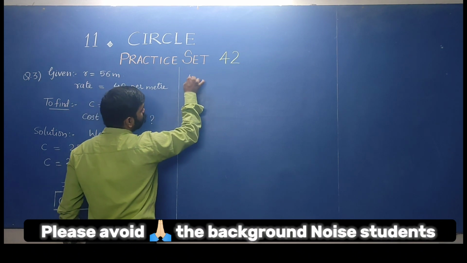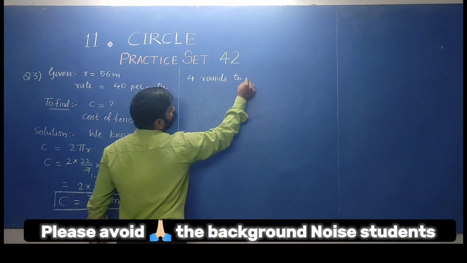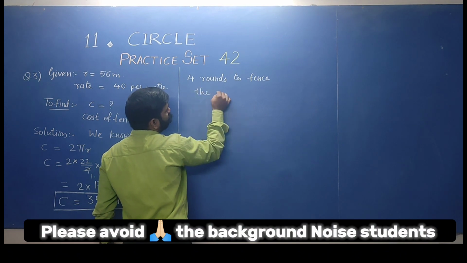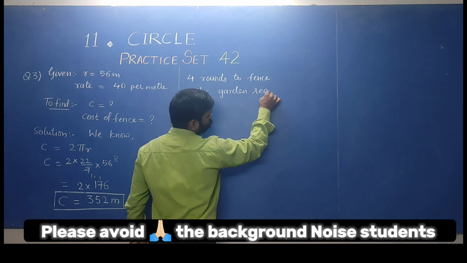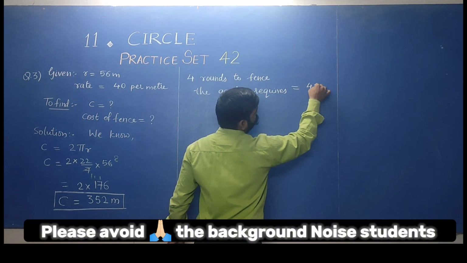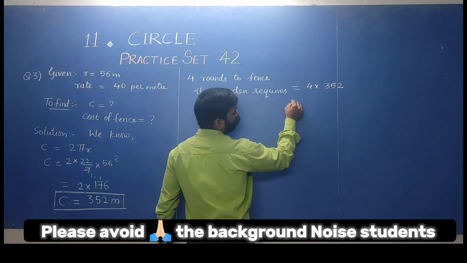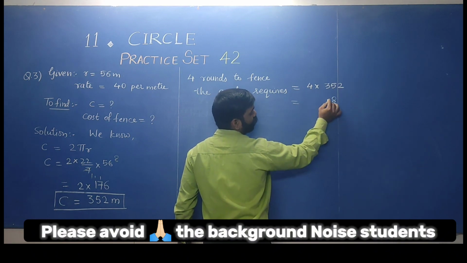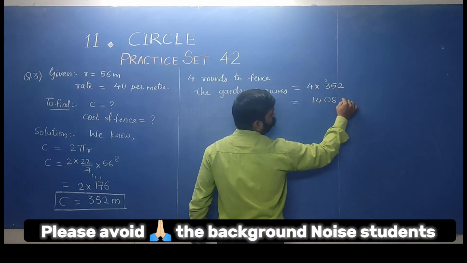So 4 rounds to fence the garden requires 4 multiplied by 352. So what we will get? 4 multiplied by 2. 4 2s are 8. Carries nothing. 4 5s are 20. Carry 2. 4 3s are 12 plus 2, 14 meters.